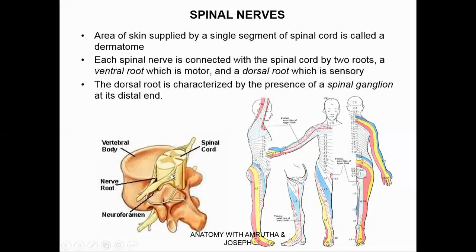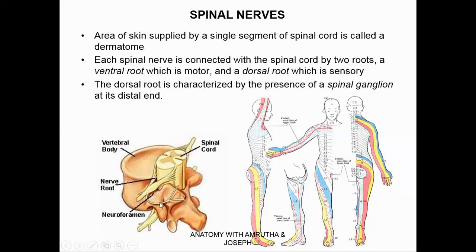And let's see the formation of the spinal nerve here. The spinal nerve is formed by a ventral root, which is the anterior root, and a dorsal root, posterior root. The spinal cord has horns like ventral horn and the dorsal horn. Dorsal horn gives rise to the sensory root, and the ventral horn gives rise to the motor root. And together it forms the trunk of the spinal nerve, which again divides into rami.